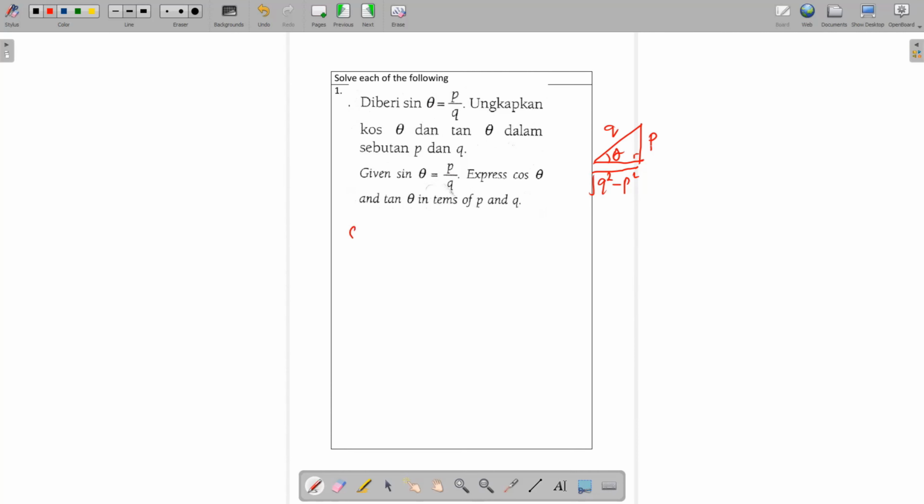So to find our cos theta, cos theta is the adjacent over the hypotenuse. So we will have the square root of q squared minus p squared, over your hypotenuse, which is q. And whereas for your tangent theta, opposite over adjacent, so p over the square root of q squared minus p squared. So very simple, very straightforward.